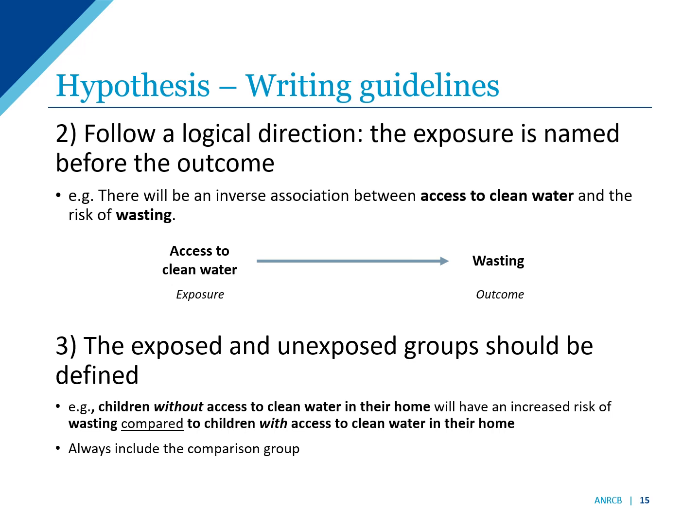The exposed and unexposed groups should be well defined. For example, children without access to clean water in their home will have an increased risk of wasting compared to children with access to clean water in their home. It is so important to always include the comparison group. You want to make sure you're not saying children without access to clean water will have an increased risk of wasting, period. Because that leaves you wondering, will have an increased risk over whom or compared to whom? So you have to make sure to include your comparison group.